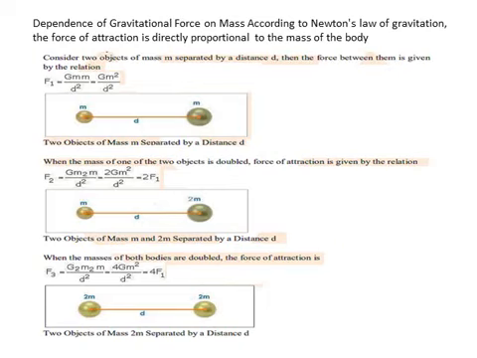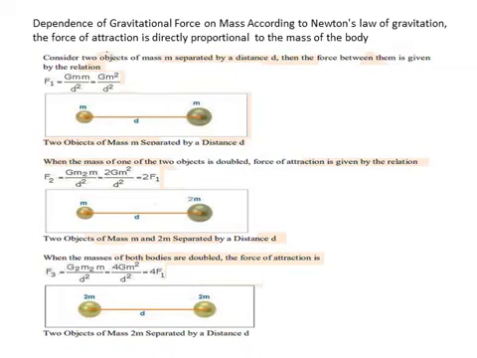So the question will be like this: how will the gravitational force be affected if the mass of one of the bodies is doubled? That means if you take m as the mass of the first body, then when it is doubled, the mass of the second body will be 2m. Now simply substitute the values of m in the formula.